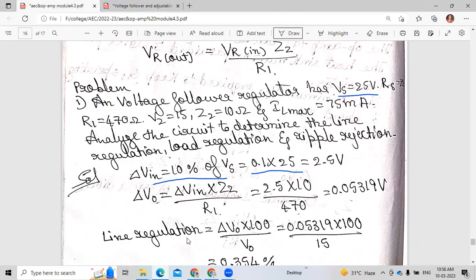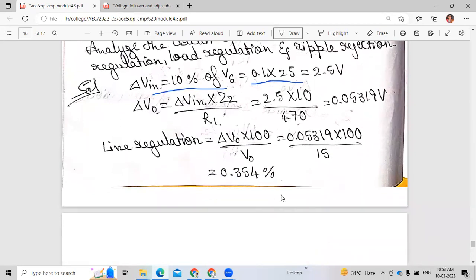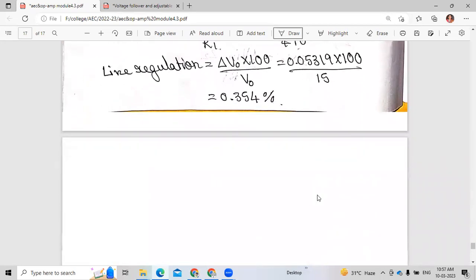And line regulation, what is the formula? ΔV₀ into 100 divided by V₀. ΔV₀ we got 0.05319 into 100. V₀ value, how much have they given in the question? They have given Vz is 15 volts, that is the Zener voltage. Vz equals 15, that output voltage we have considered here. So line regulation is 0.354%.